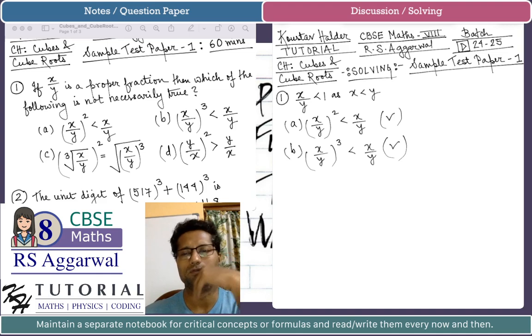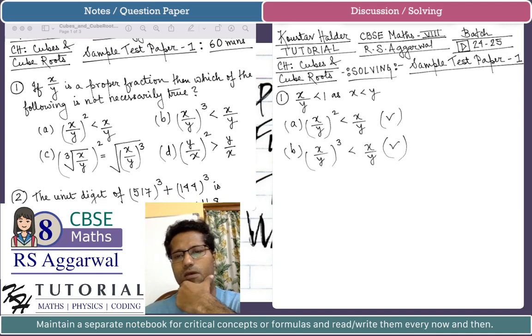But know that it is a fact. It is always true that for a proper fraction, the square of a proper fraction is always less than the proper fraction, and also the cube of a proper fraction is always less than the proper fraction. So A and B are always true.